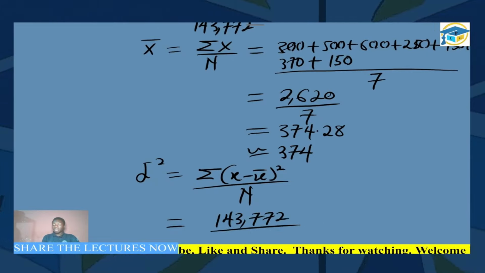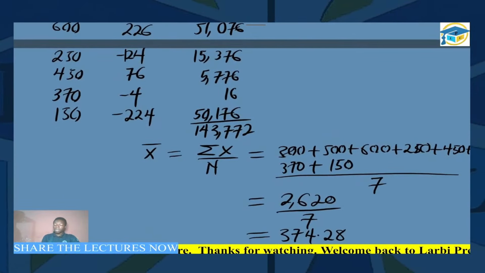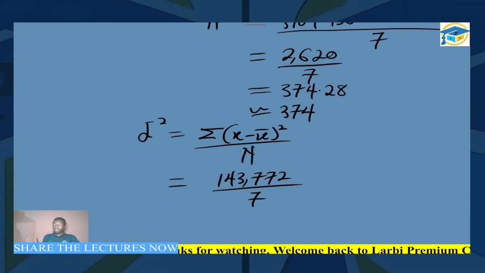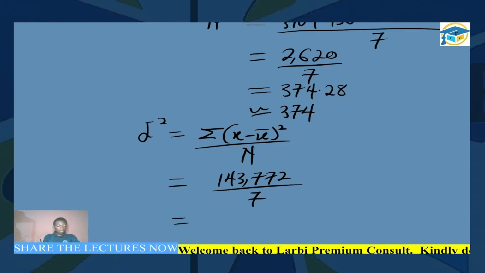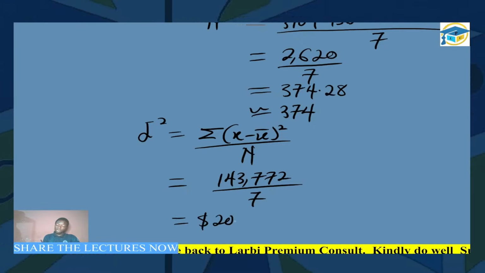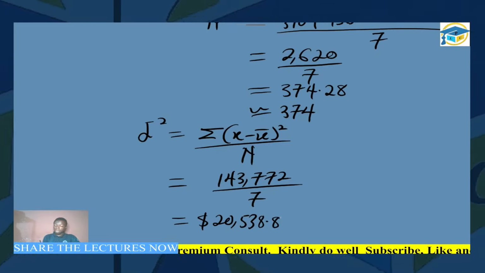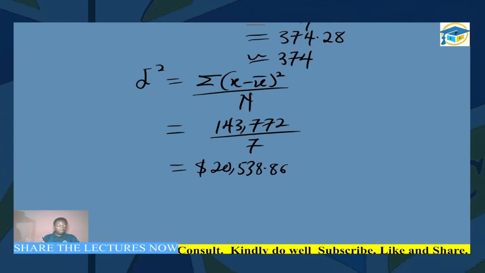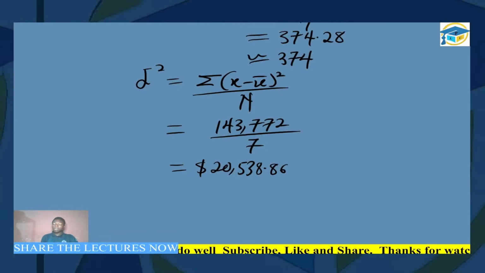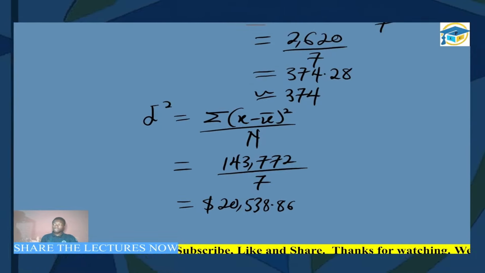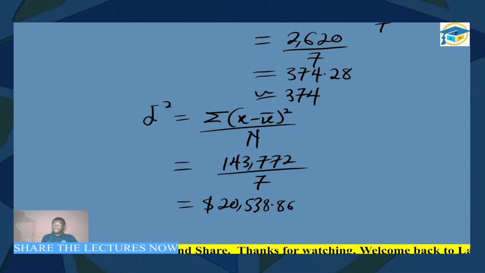143,772 divided by, so what is the number of data under consideration? It is 7. So we have here 7. Okay, so what are we getting as variance? The variance is supposed to be 20,538.86 in 2 decimal places. So this is the variance for the company, right? It is the arithmetic mean of the squared deviations of the set of data.